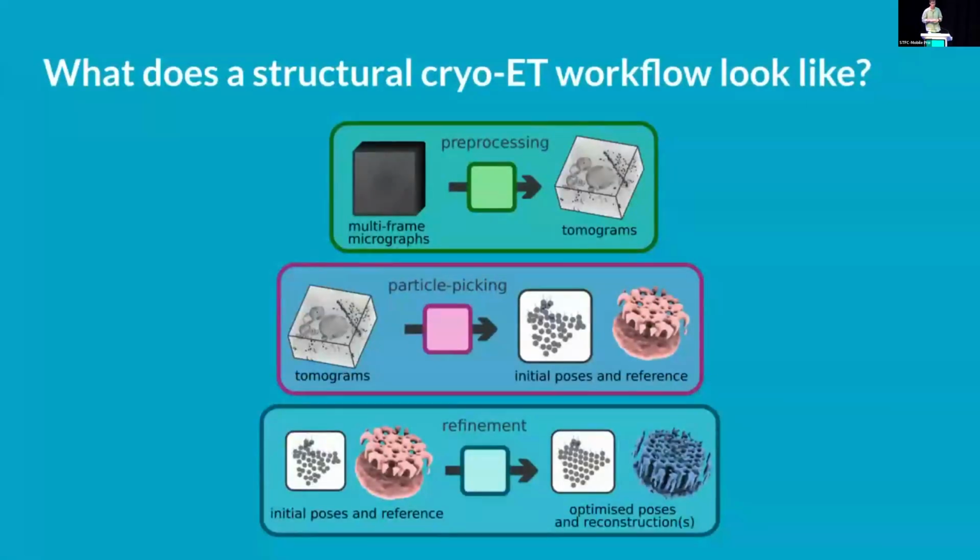I love cryo-ET and all the workflows and things around it. I've had too much experience with them, and I like to think about it in terms of these three blocks. We've got pre-processing, everything from the raw data from the scope all the way up to tomograms. Particle picking, tomograms to some set of initial particle poses and a reference. And then refinement is the process of going from this initial guess to your final crispy map.